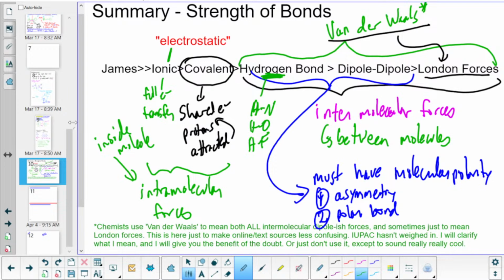What does the green rating under ionic say? It says full E. Full electron transfer.